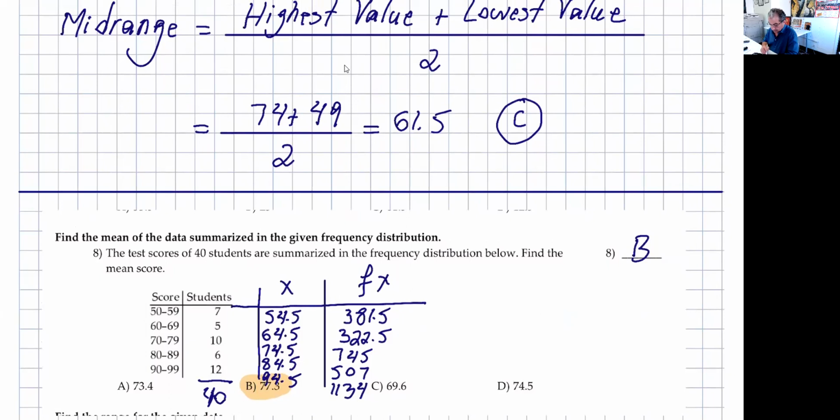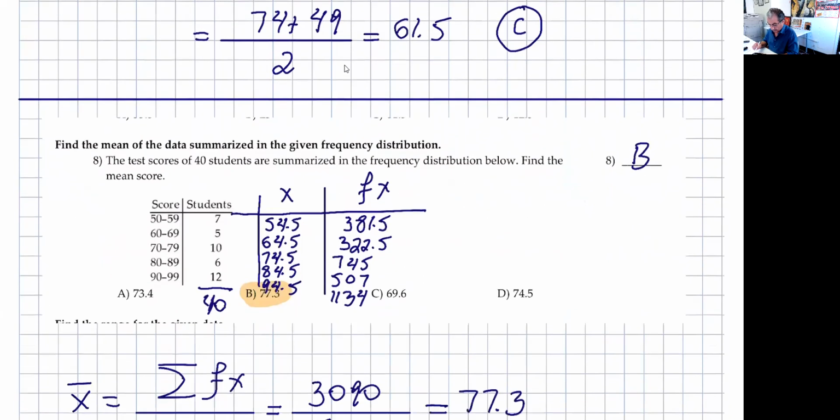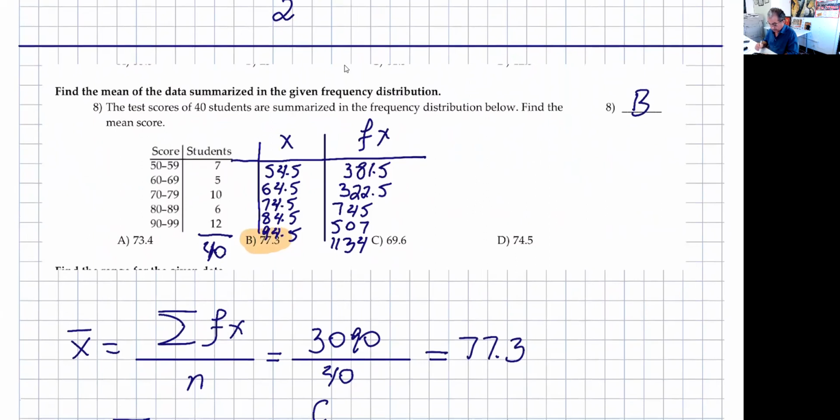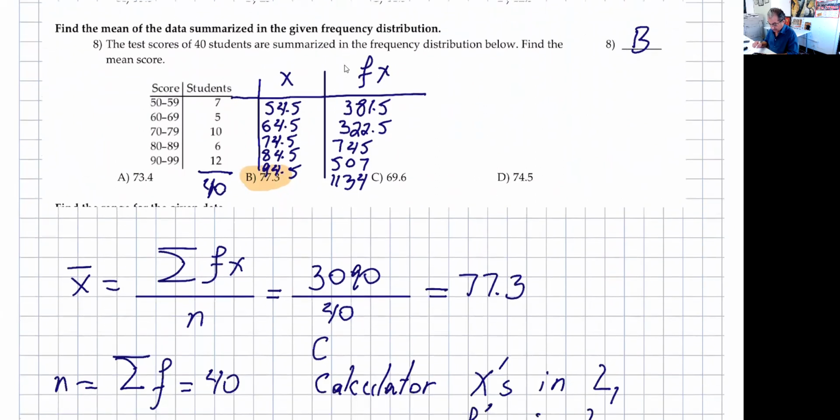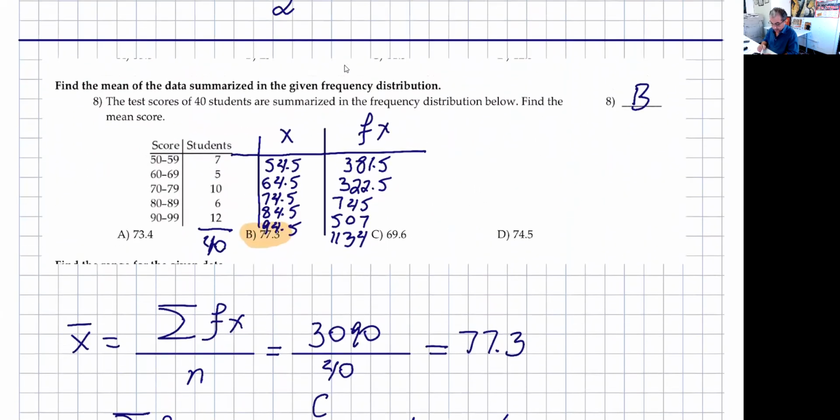Here, this is grouped data. You want to find the mean. The formula for the mean is the sum of f times x divided by n. The x's are the class midpoints. So that x is 50 plus 59 divided by 2, which is 54.5, and so on. You find all the x's, take each times the frequency, and you get all these numbers.